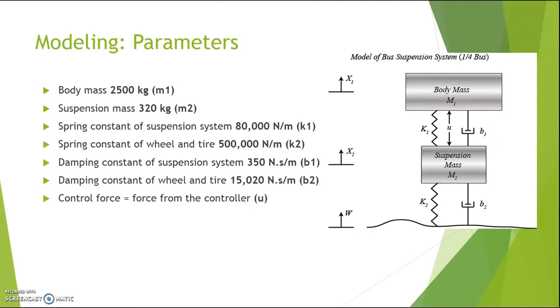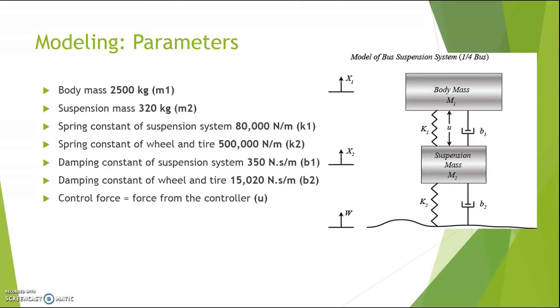There are several parameters that we will be using to model this system. The body mass, which we are representing as M1, will be a quarter of an unloaded bus, and that's going to be approximately 2,500 kilograms. The suspension mass, which is 320 kilograms, the spring constant of the suspension system, the spring constant of the wheel and tire, the damping constant of the suspension system, and the damping constant of the wheel and tire.